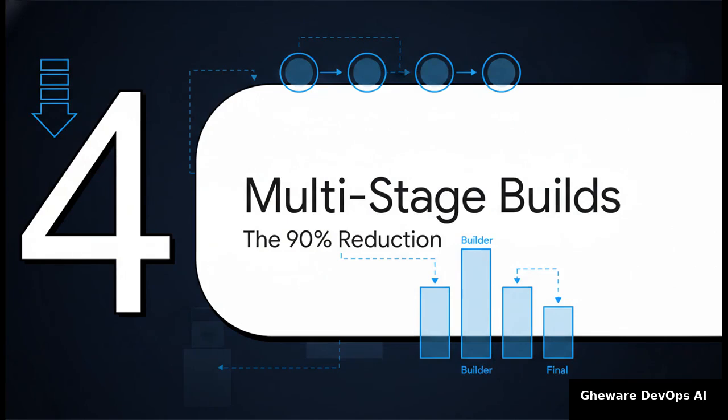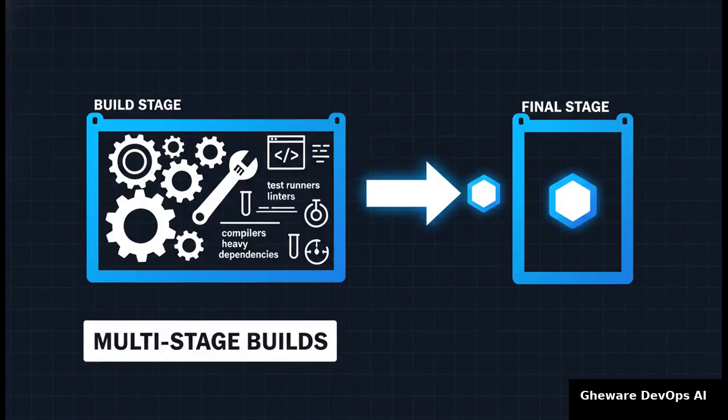Okay, we've covered the basics and made some great progress. But now it's time for the real game changer, the technique that delivers that massive 90% size reduction we talked about at the beginning. I'm talking about the powerful multi-stage build. The core idea behind multi-stage builds is actually brilliantly simple. You just use one container as a sort of workshop to build your application, and then use a second totally clean container for the final product. No extra tools, no junk, just your application ready to go.